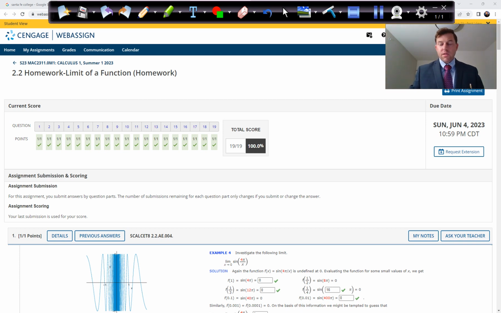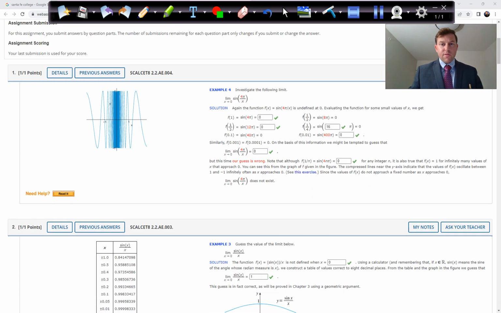Okay, in Calculus Chapter 2, Section 2, we're going to look at limits. And the first problem is interesting, but it's not too bad. So it says, calculate the limit as x approaches 0 of the function sine of 4 pi over x.